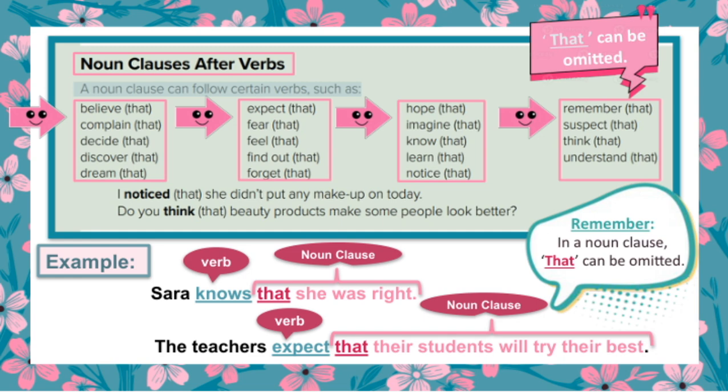Similarly, in Sarah knows that she was right, we could drop the that and say Sarah knows she was right. This flexibility is useful because it helps make our sentences more concise and natural. So the main point here is that a noun clause acts as a noun in the sentence, and the word that is optional at times. Remembering this will help you identify and use noun clauses more effectively in your writing and speaking.